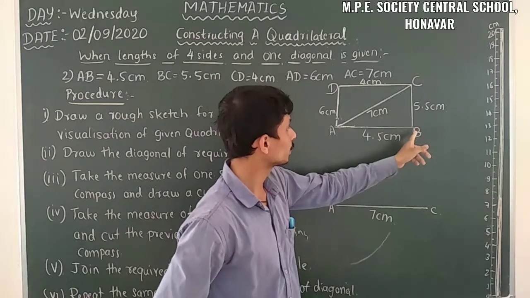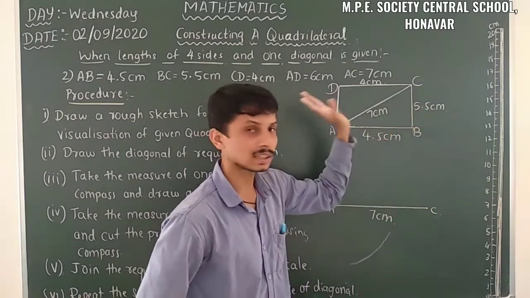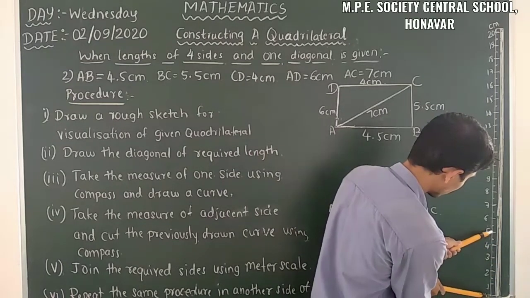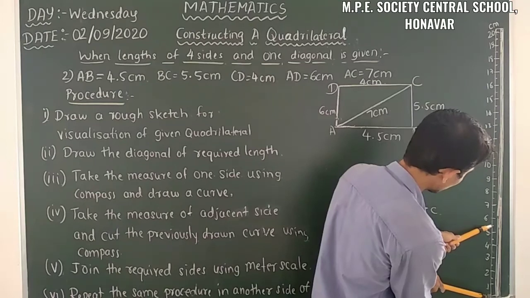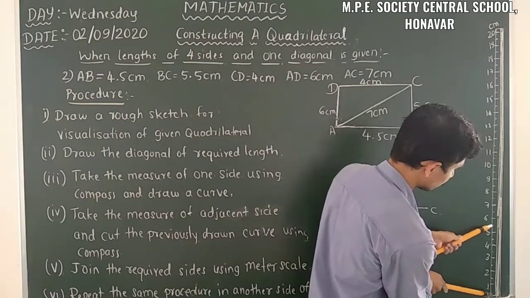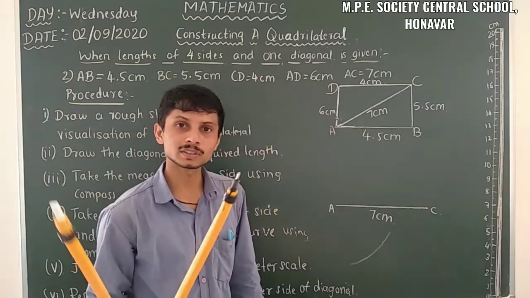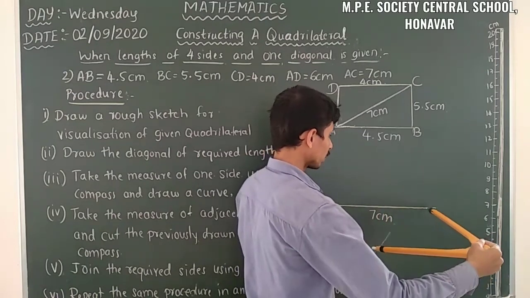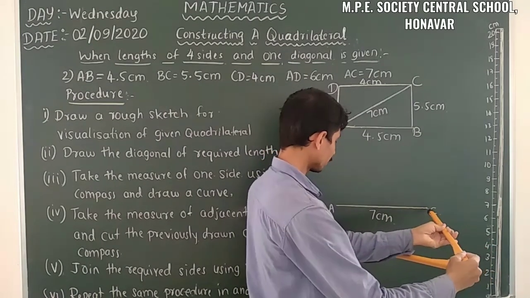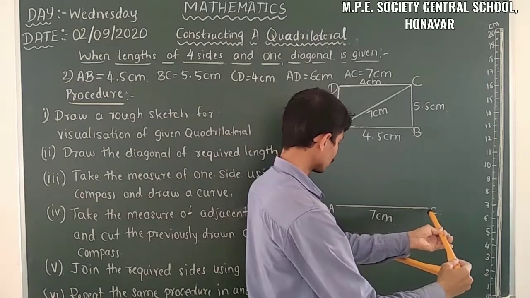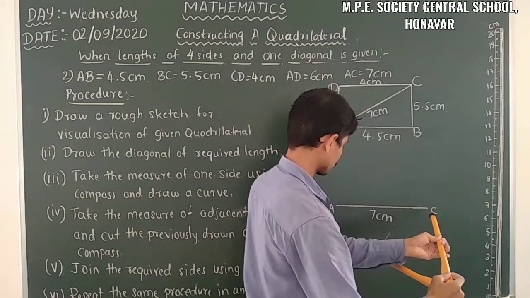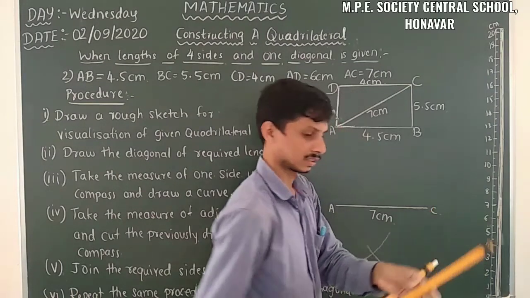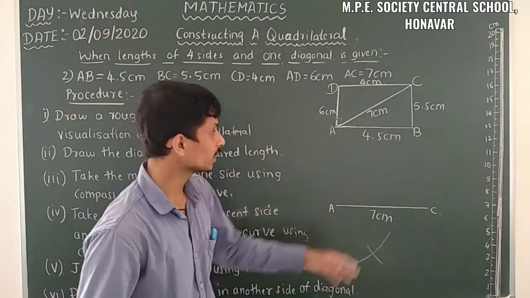And then BC, I will take the length of BC. BC is 5.5 centimeter. Take the length of 5.5 centimeter here. Take the exact measurement in your notebook, and then I will locate this on C, and after that I will cut the previously drawn curve here. So this is the point we require, that is the point B.